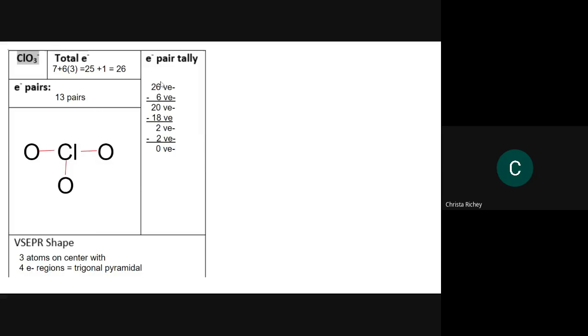So starting with 26, this 6 valence electrons comes from the bonds. 2, 4, 6. Then I'm going to come back and I have 20 that I'm going to start putting around the oxygens. So I've got 1, 2, 3. So that's 2, 4, 6, 8, 10, 12, 14, 16, 18. Subtract that from my 20, and I have 2 left. Guess where those 2 electrons are going to go to make chlorine happy? Up here.